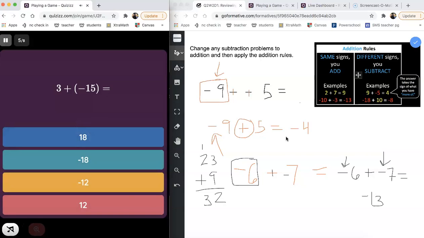All right, this one also, look, there's already an addition sign between these two numbers. So I can go ahead and apply my addition rules. In this case, the signs are different. Different signs you subtract. Well, 15 minus 3 is 12, and I see I have more negatives than positives, so my answer is going to be -12.